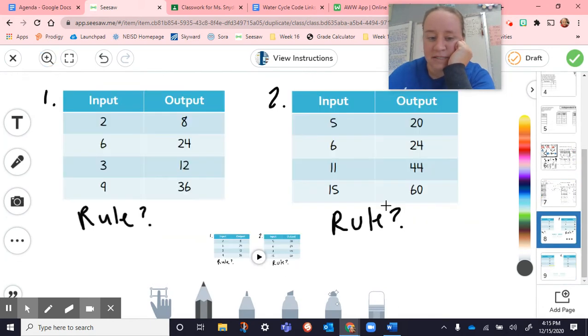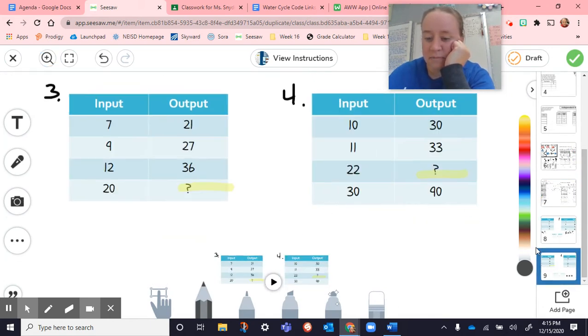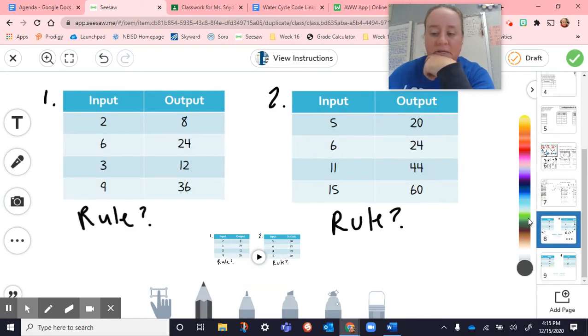All right, so everybody did page 8 and page 9 as independent work. And with these, you're finding the rule.